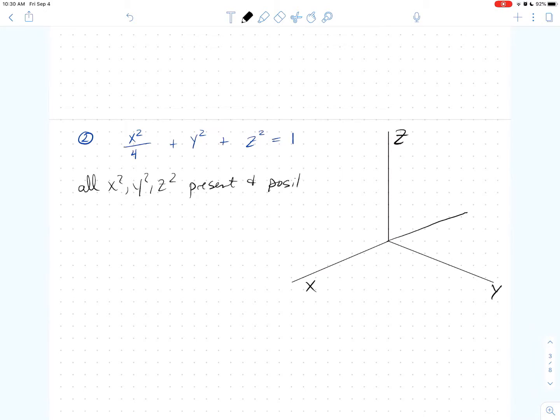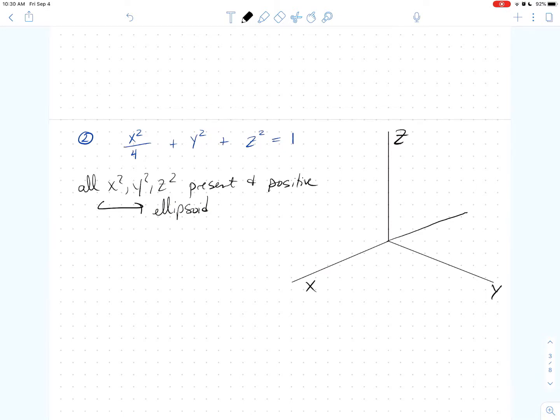And when you see that, you know that this graph is going to be some kind of what I'm going to call an ellipsoid. And so it's going to be sort of a sphere that's been squished in some direction. So that's what an ellipsoid is. It's like an elliptical type sphere. And so this one, I mean, it's put in standard form.